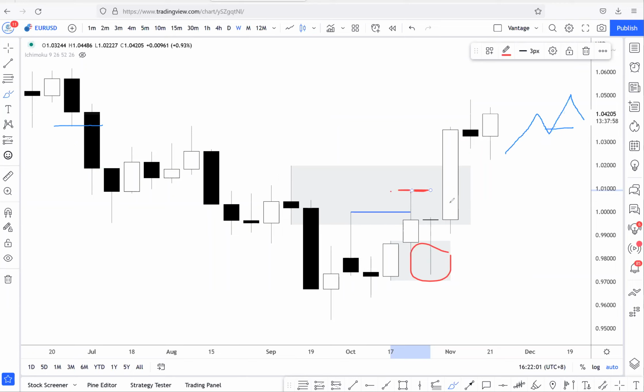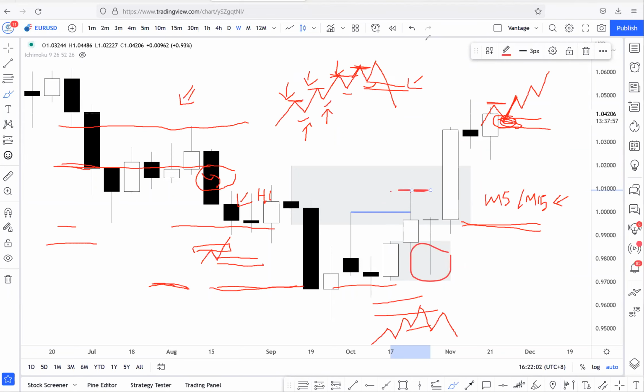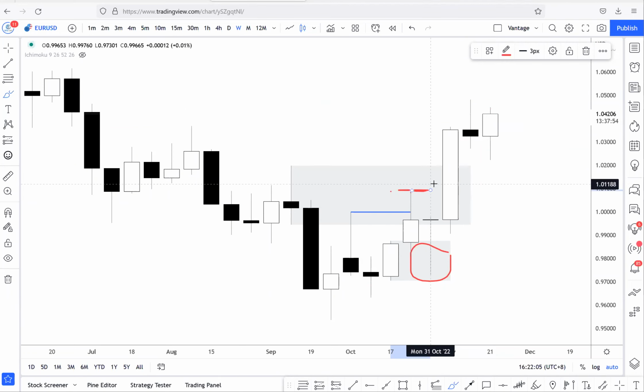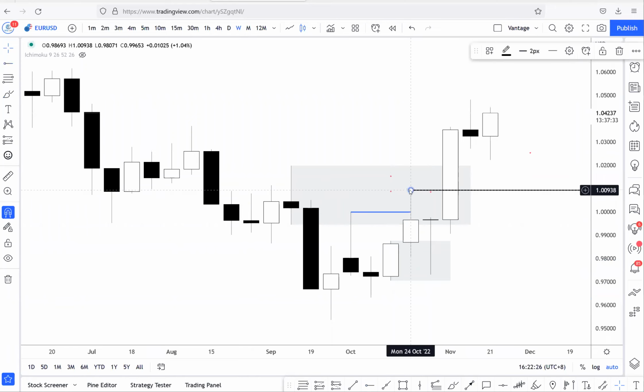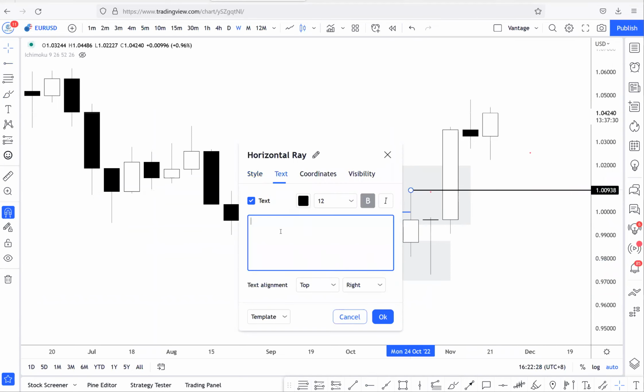Let me remove all these unnecessary drawings. There we go. I'll just mark out the weekly high, and we will go down to the smaller time frame and essentially focus on this portion of the chart. So let me just mark out this high. This is the high that we need to check whether it's going to be taken or not. So this is the weekly high.